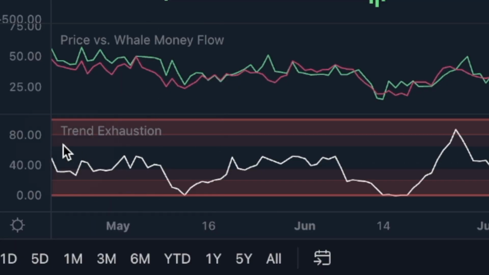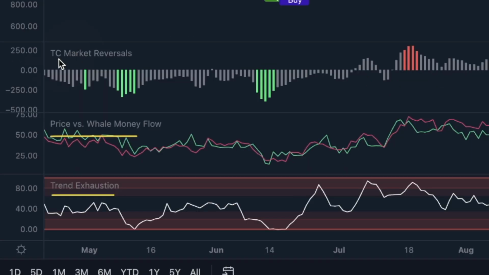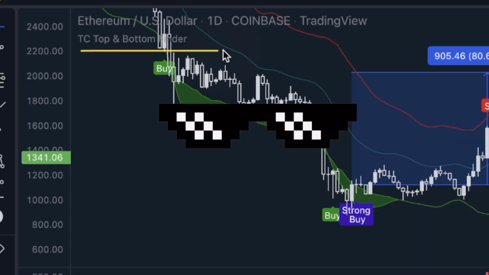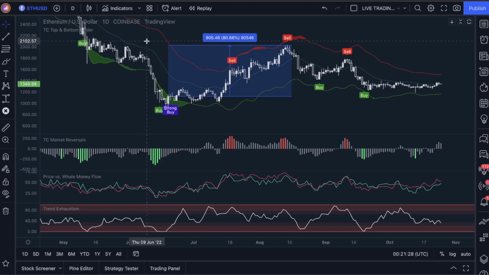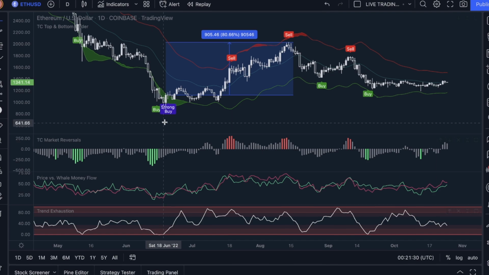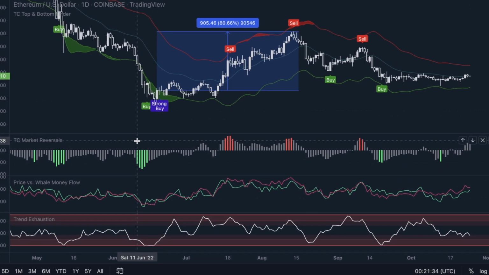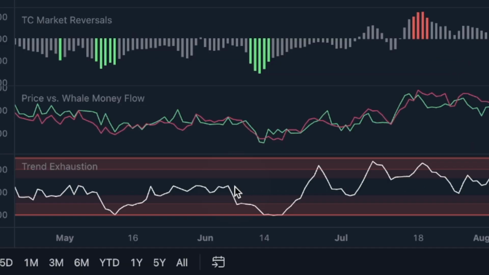Trend exhaustion, price for swell money flow, TC market reversals, and can't forget, guys, the top and bottom finder, definitely the number one flagship indicator that we have. Here's what you guys need to be watching for. We're gonna go from the bottom to the top. Once you put them on your chart, I highly recommend you guys just put them in this order. Makes it very simple.